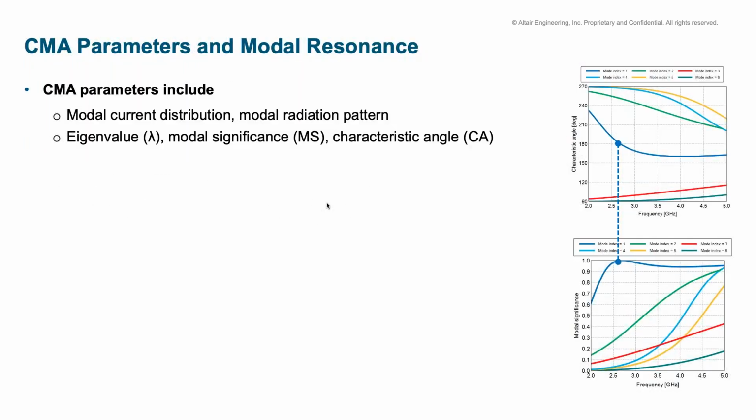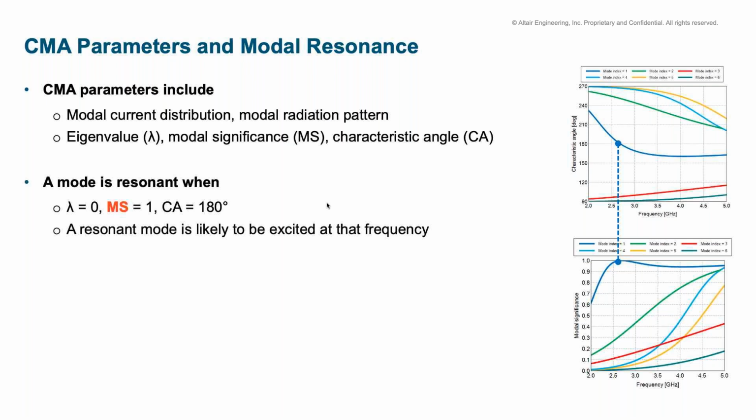So to start off, once you've run a CMA simulation, there are various properties or results that you can look at. These include a modal current distribution and modal radiation patterns, so quantities for each mode, as well as values like the eigenvalue, modal significance, and characteristic angle.